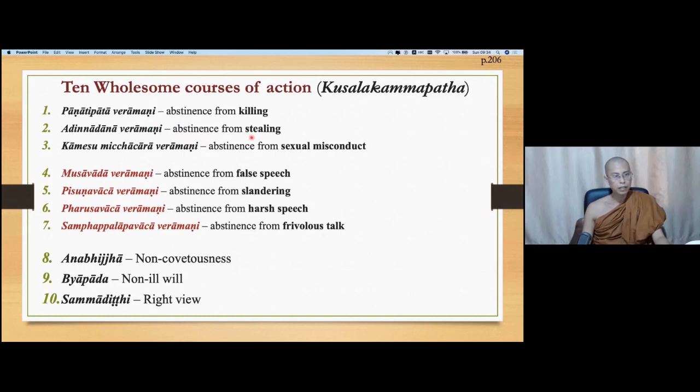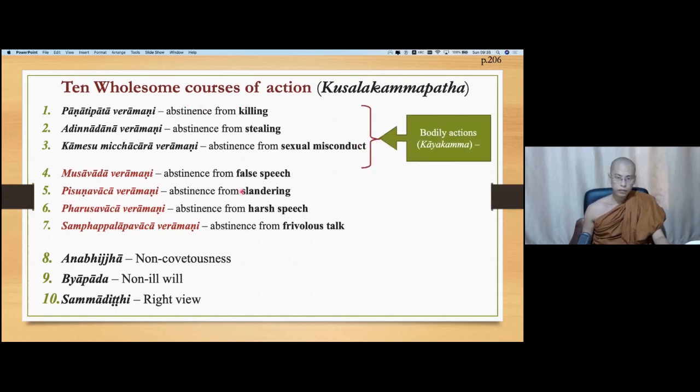Abstaining from stealing becomes the Adinnādānā Veramaṇī. Then Kāmesu Micchācārā Veramaṇī, abstaining from sexual misconduct. And Musāvādā Veramaṇī, from false speech, and so on. So abstaining from the 10 unwholesome courses of action becomes the 10 wholesome courses of action.